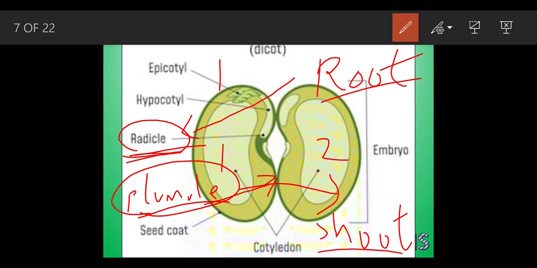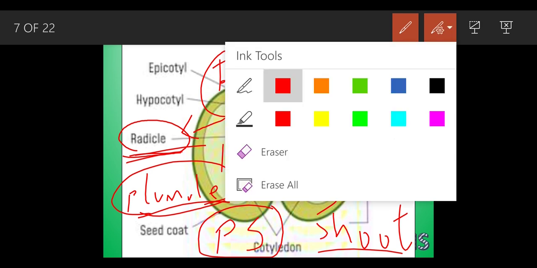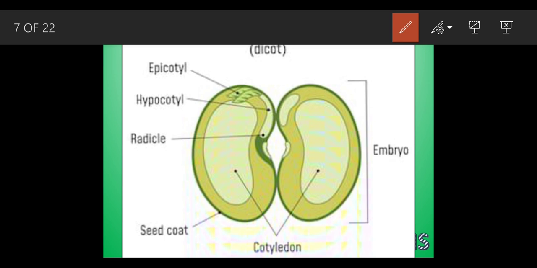See, R stands for radicle, R stands for root, so RR, and plumule as PS. Plumule gives rise to the shoot system. Here RR does not mean Rajasthan Royals. Here RR means radicle root and plumule shoot, not PlayStation. So this was all about the dicot seed.